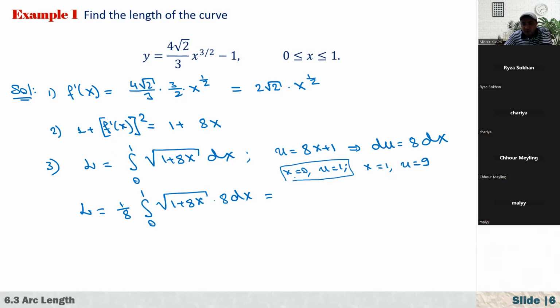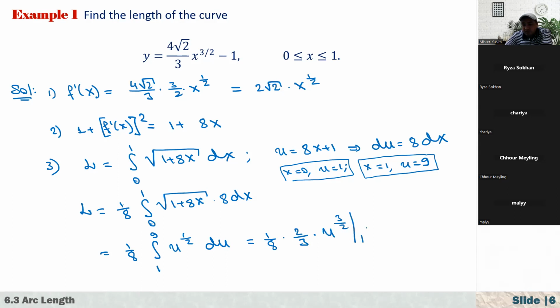Now I can rewrite everything in terms of u, as 1 over 8 times the integral from 1 to 9 of u to the power of 1 over 2 du. Since 1 over 2 plus 1 is 3 over 2, we have 2 over 3 times u to the power of 3 over 2, from 1 to 9. That is equal to 1 over 12, because 2 over 24 is 1 over 12. When u is 9, the square root of 9 is 3, and 3 cubed is 27, minus, when u is 1, it is just 1. So the answer is 26 over 12, which simplifies to 13 over 6. So the length of the curve over the interval from 0 to 1 is 13 over 6.